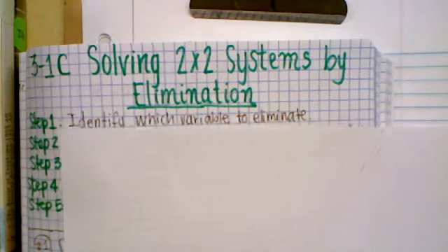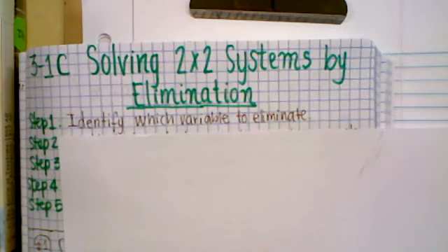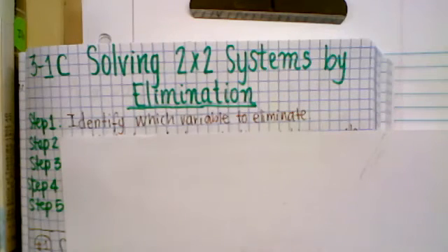Okay, step 1. First, you want to identify which variable to eliminate. Like the word says, elimination. So you want to identify the variable that you desire to eliminate. It can be variable X or variable Y or any other variable used in the equation.